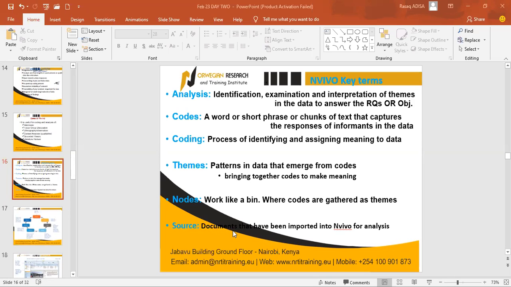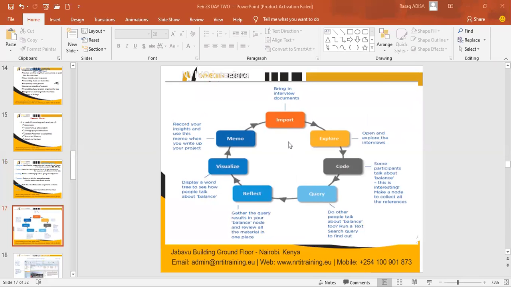Then the source. Source is the document that has been imported into Nvivo for analysis. The first thing to be done is to bring all the interviews we have transcribed, import them into the software to begin the analysis. The same way we do in SPSS, you input all the findings from the questionnaire into the SPSS. So the same thing, we input the document into the software. That is the source. Now, this is an interface of Nvivo.